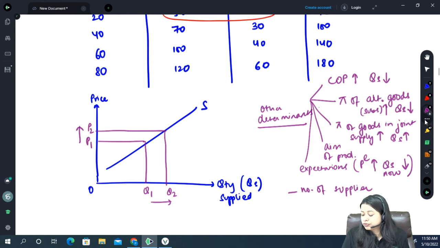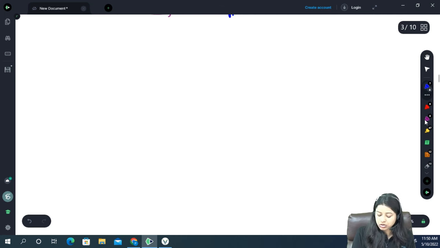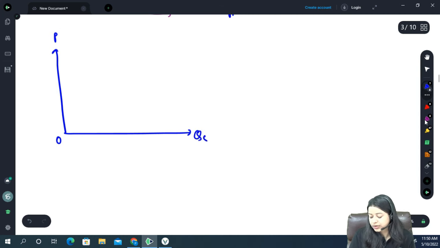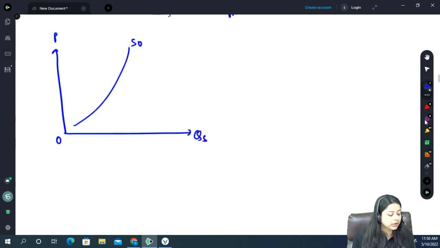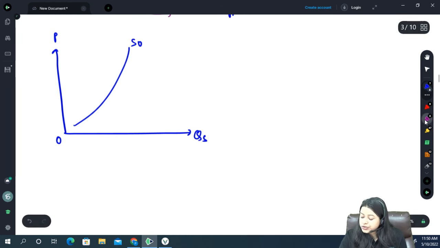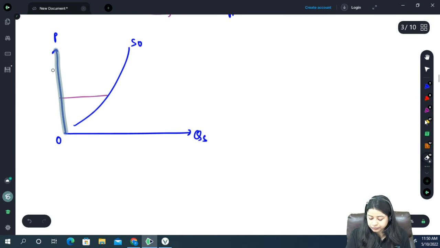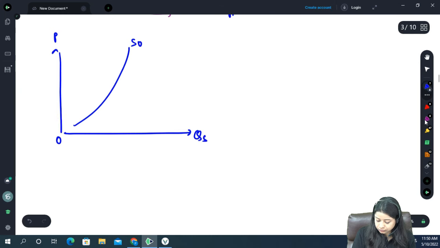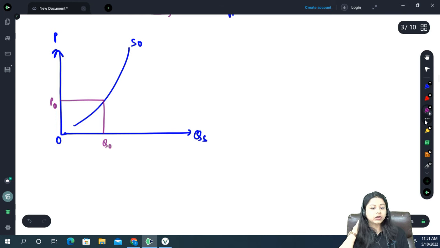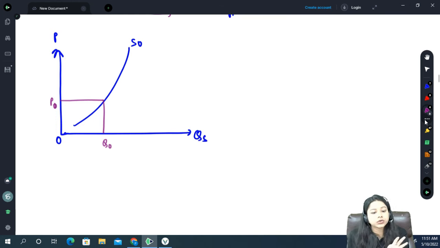Now we'll move to the next part. Here, I have made this price and this quantity supplied, and for example, this is S0. This is my current supply curve. Now, if there is an increase in the cost of production, here this is the current price P0, Q0. So I am saying that at P0, I am selling Q0 goods.